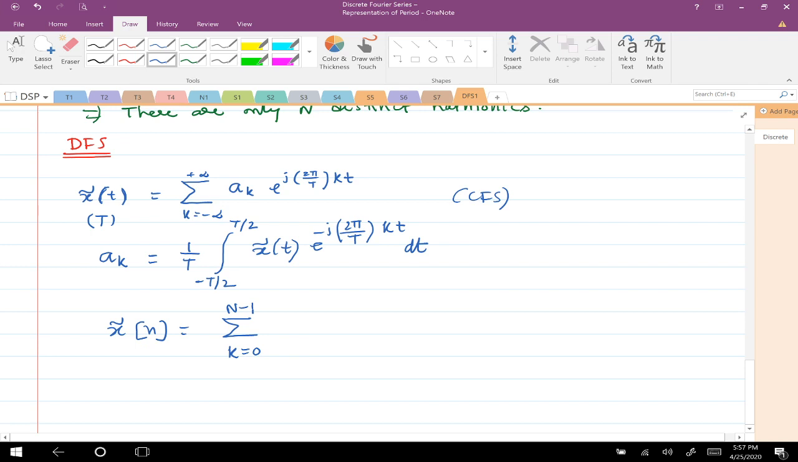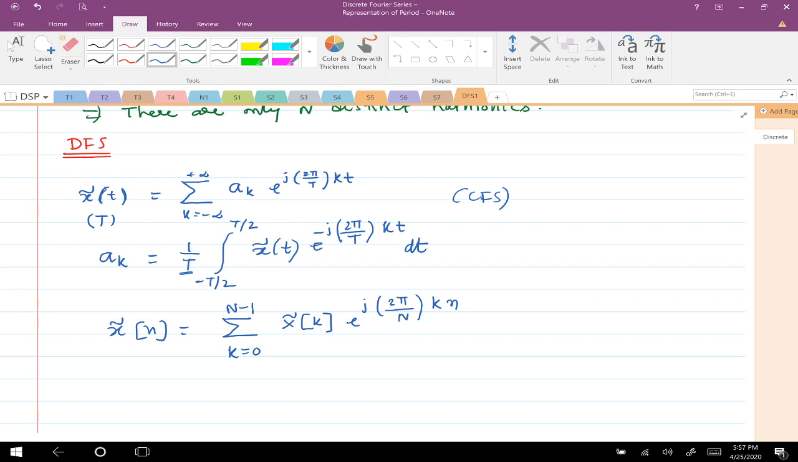And then these coefficients a_k, which I would be getting, are also periodic with a periodicity of N. So instead of a_k, let me write it here again as x tilde of k, which is periodic. I am writing e power j 2 pi by capital N, k times n, instead of capital T and t. One more modification: this 1 by T I could have taken into the summation itself. This is just to give an intuition.